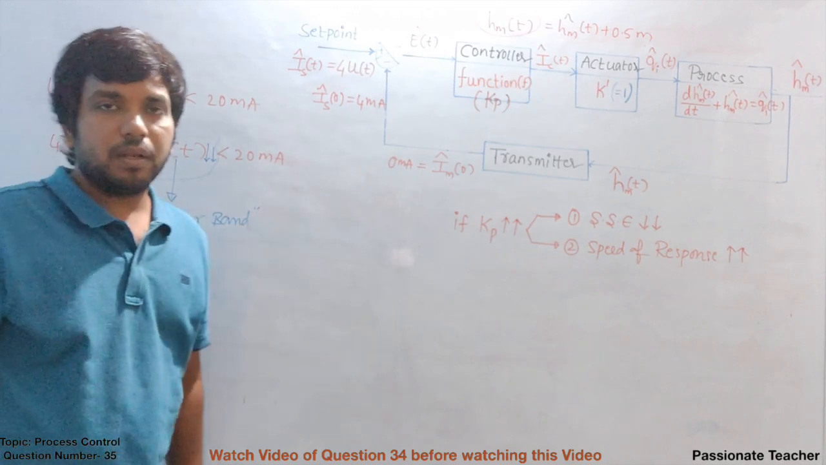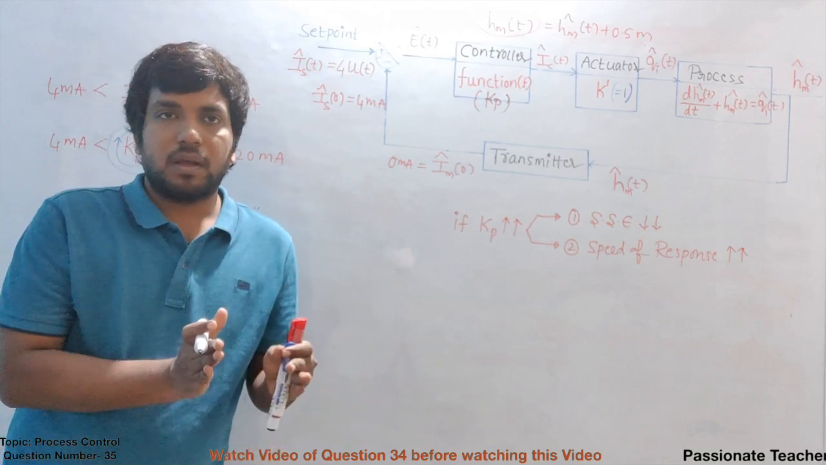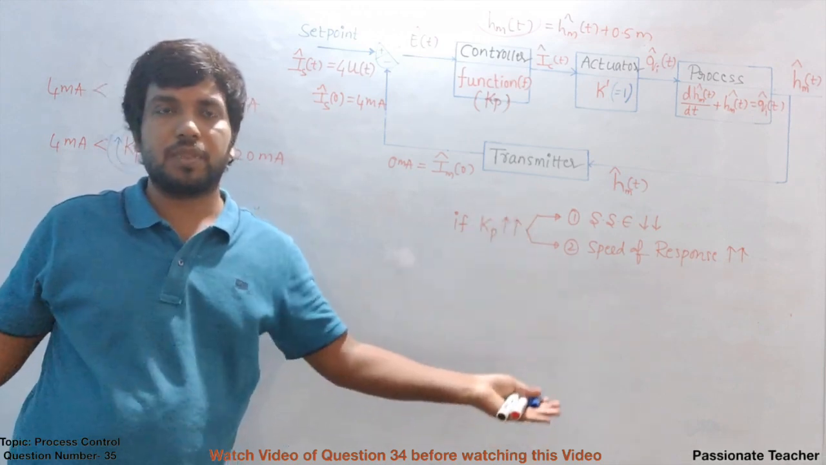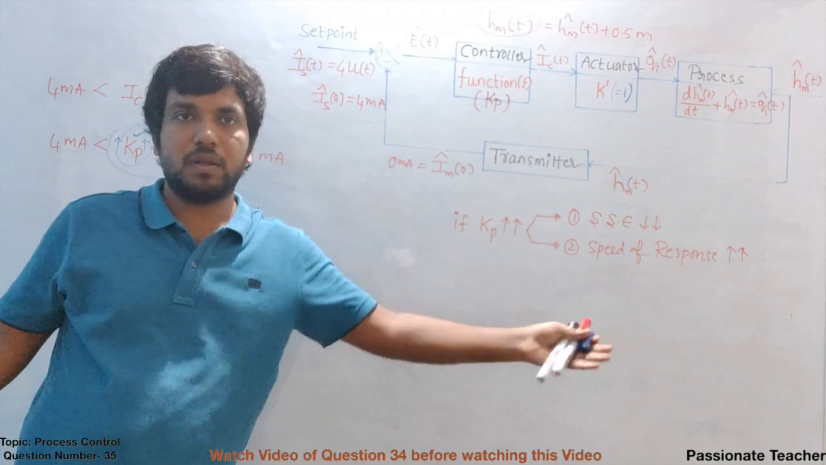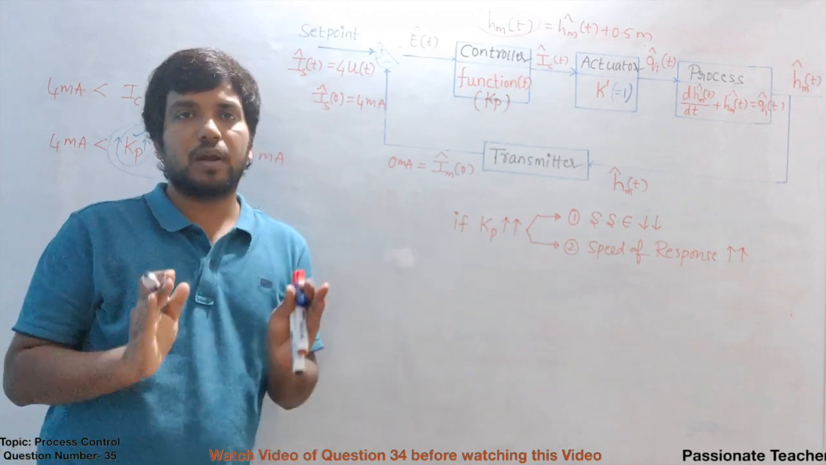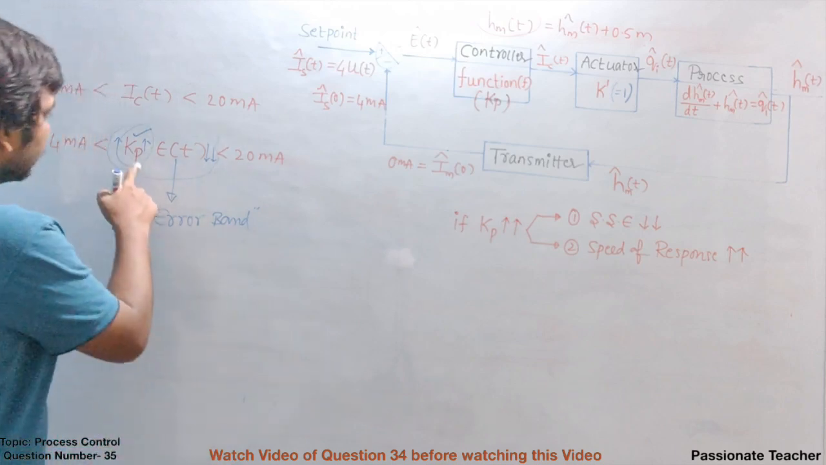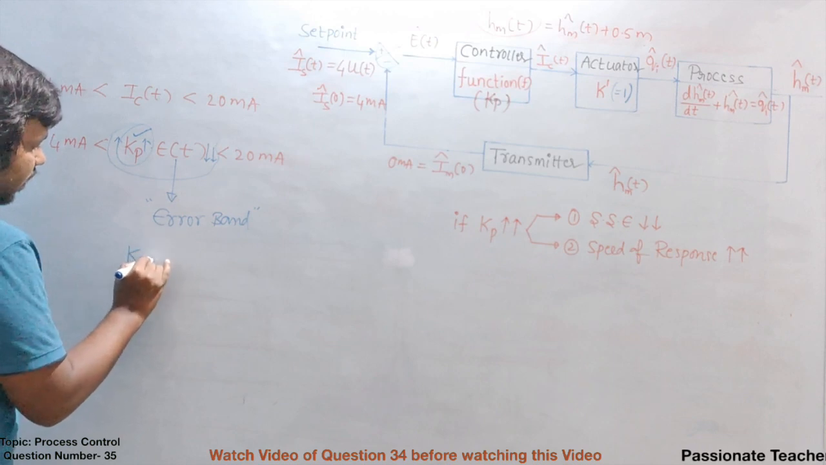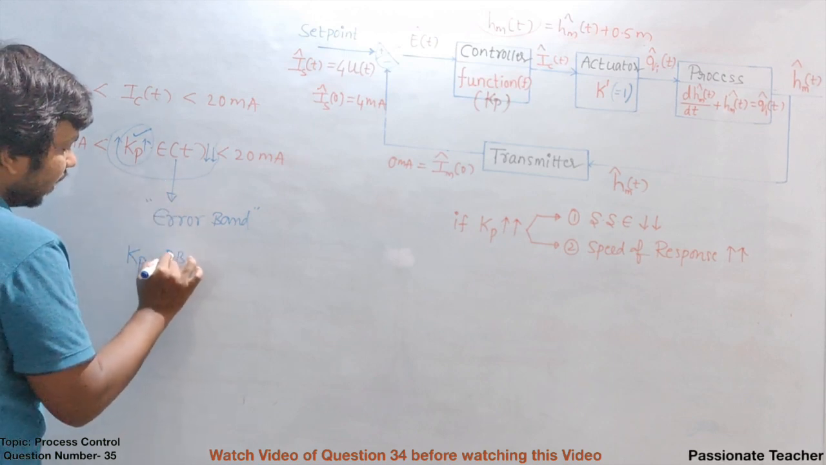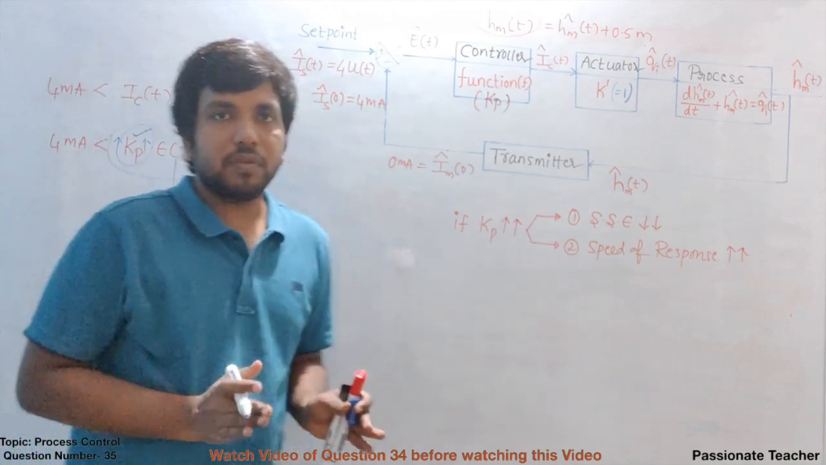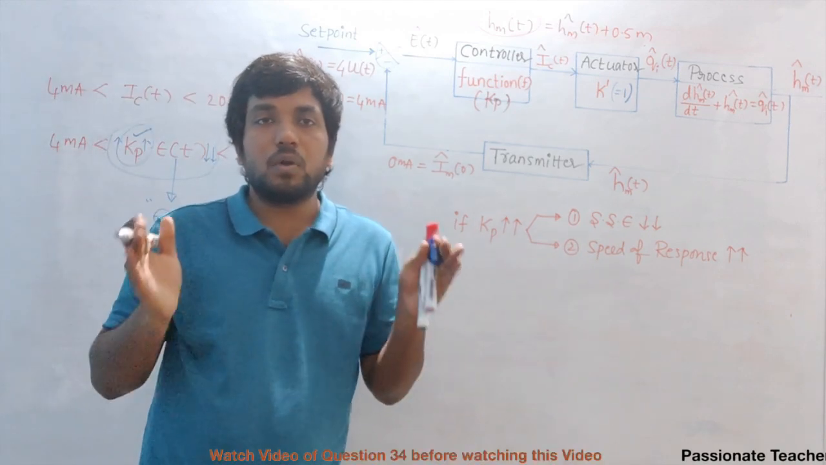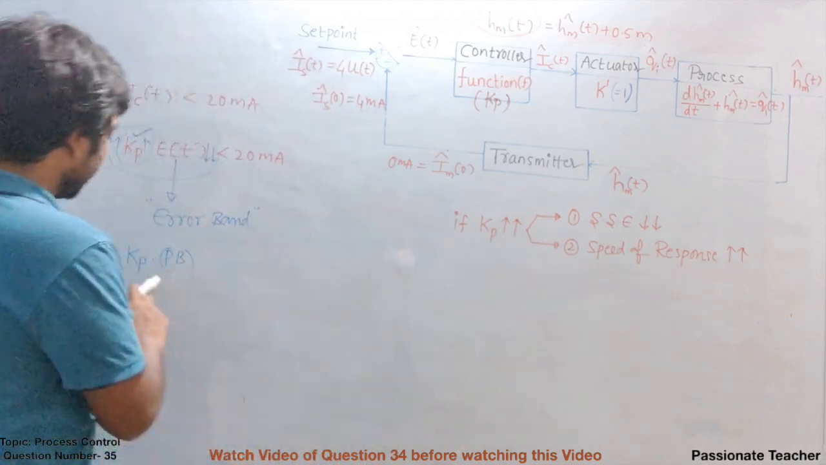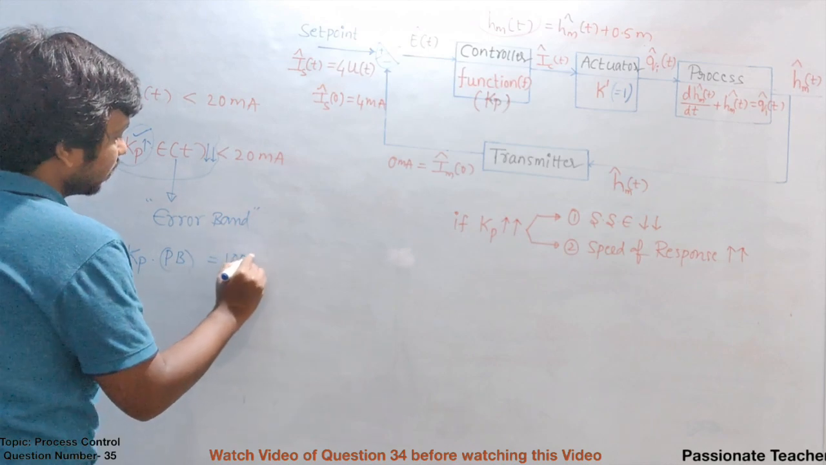Clear? The error band for which the controller output goes from minimum to maximum or maximum to minimum, that means from one extreme to another extreme, is called the proportional band. Indirectly, Kp into error band can be written as proportional band. I already told you proportional band means the range of error for which the controller takes the extreme action from one extreme point to another extreme point. Kp into Pv should be the 100%.